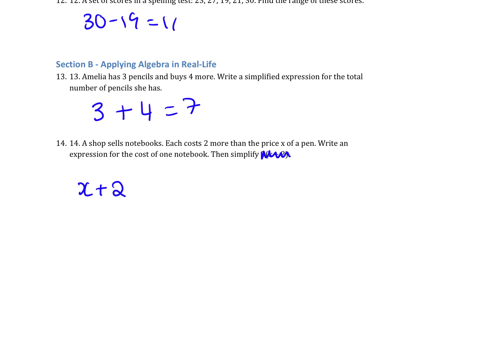Yeah, so that's the cost of your notebook. The £2. So it's X plus 2. That's not a nice question, to be honest. It's the way it's worded, it's not very clear. Right, so I didn't like those algebra questions.